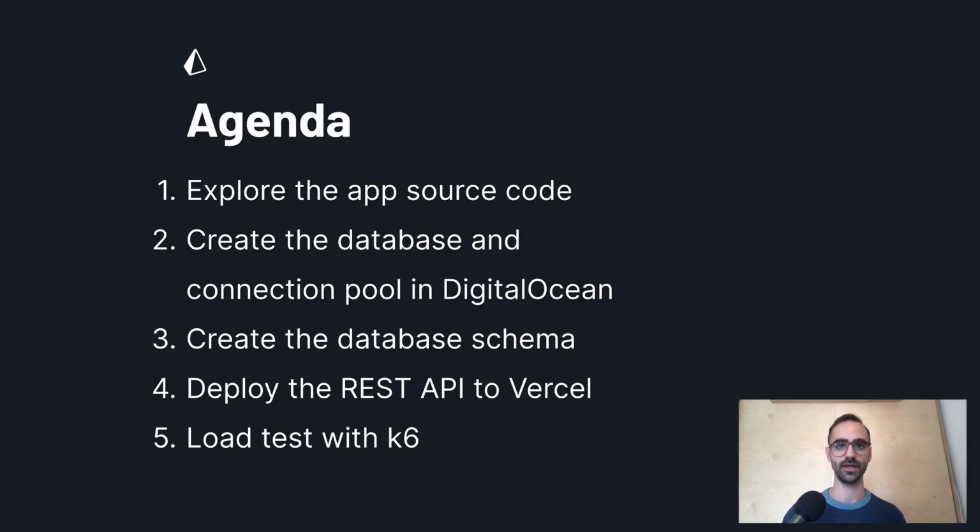Let's look at our agenda for today. The first step that we're going to do is explore the source code for the REST API and see how Prisma is used in the serverless functions. The second thing that we're going to do is create the database and the PgBouncer connection pool in DigitalOcean. Then we will create the database schema for the database that we created in DigitalOcean using our Prisma schema. And in the fourth step, we're going to actually deploy this REST API to Vercel and connect that to the database on DigitalOcean. Finally, in the last step of today's video, we will do a load test to see how our API performs when it's under load.